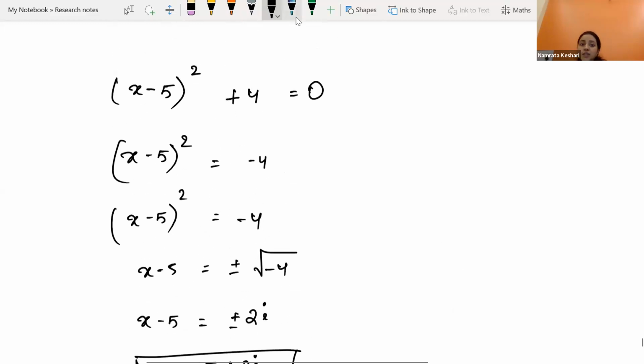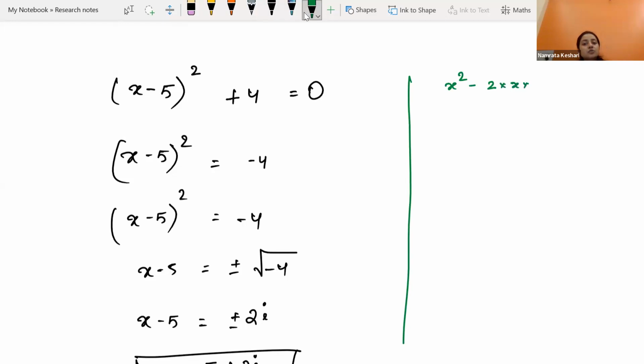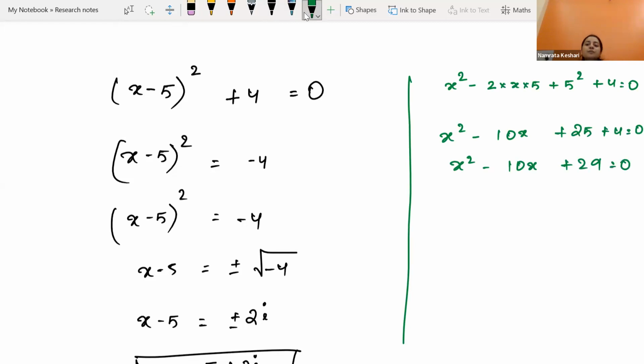Now your question must be, why have we not solved it that way? What will happen if we solve it that way? So let's do it that way. a square minus 2ab, 2 into a into b, plus b square plus 4 is equal to 0. x square minus 10x plus 25 plus 4 is equal to 0. x square minus 10x plus 29 is equal to 0.